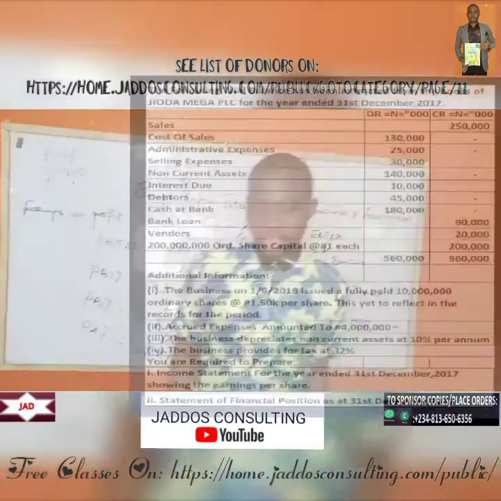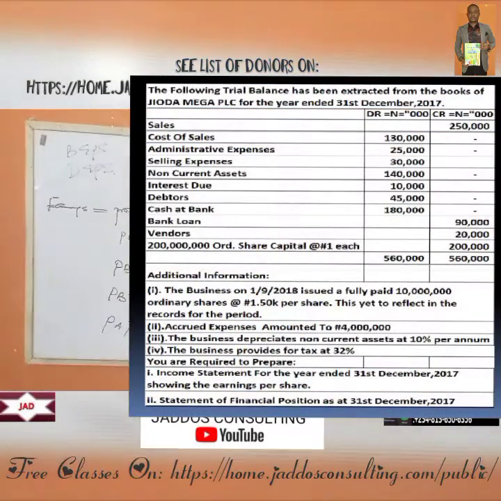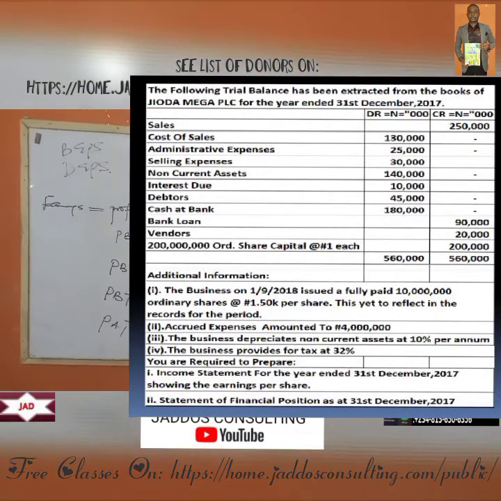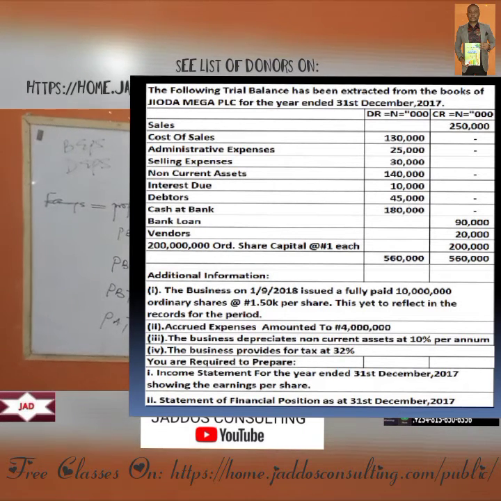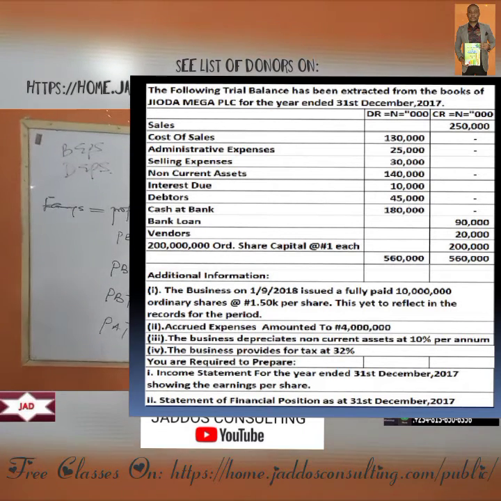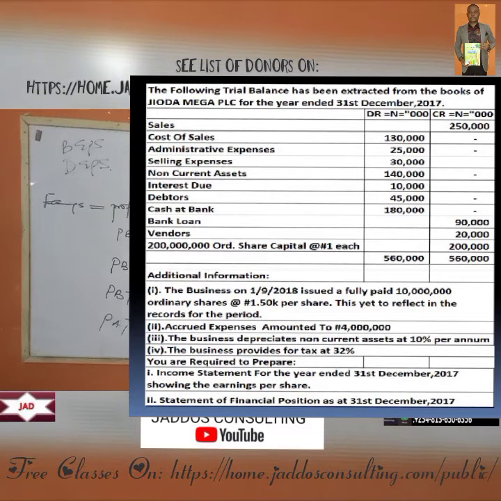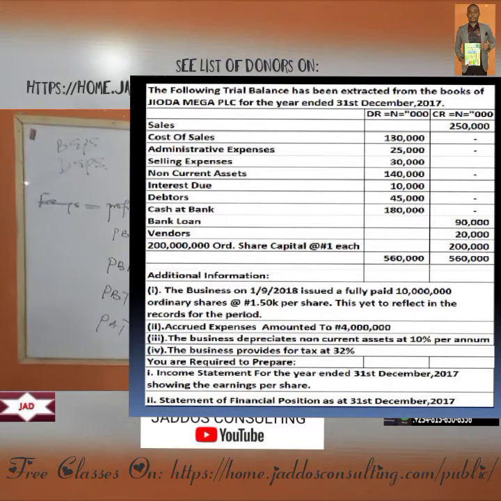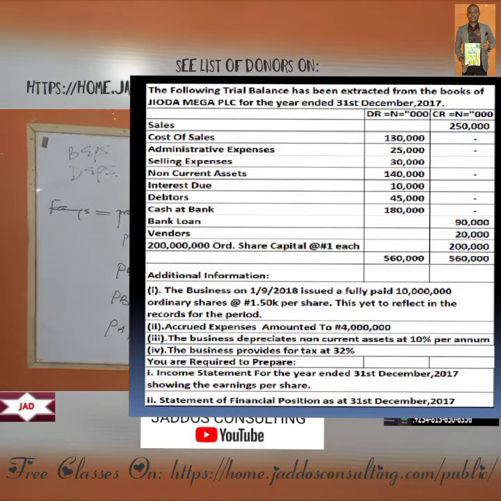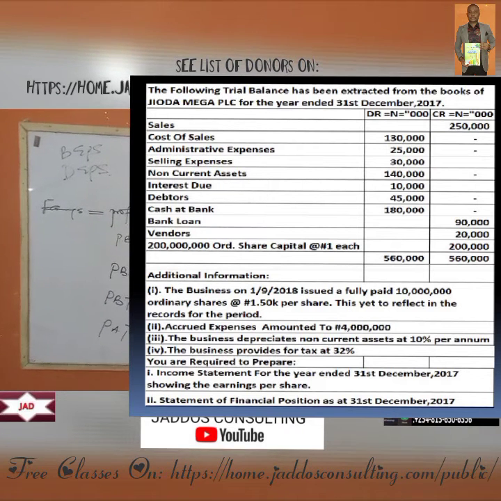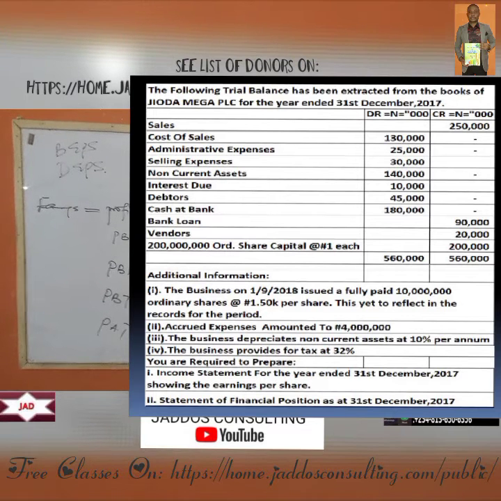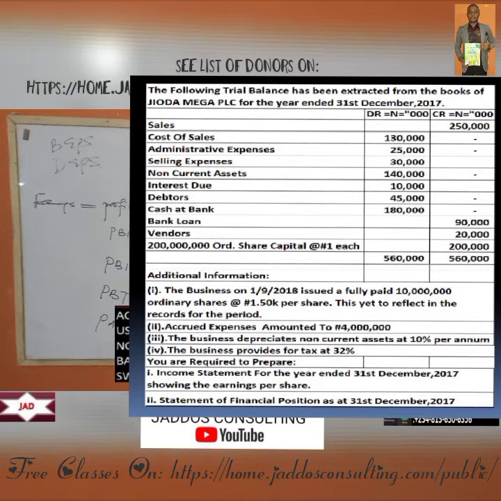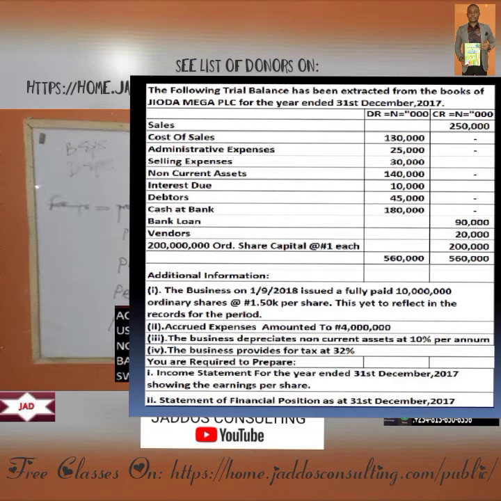Okay, so we have this question here. The following trial balance is extracted from the books of Jordan Mega PLC for the year ended 2017. So we have sales, cost of sales, admin, selling, non-current assets, interest due, and all that. Then we have debtors, cash at bank, bank loan, vendors. So we say the business on 1st September 2018 issued a fully paid 10 million ordinary shares at 150 kobo per share. This is reflected in the records.